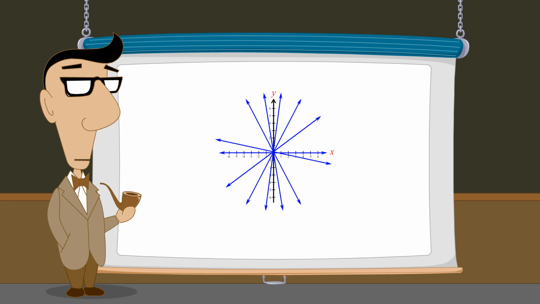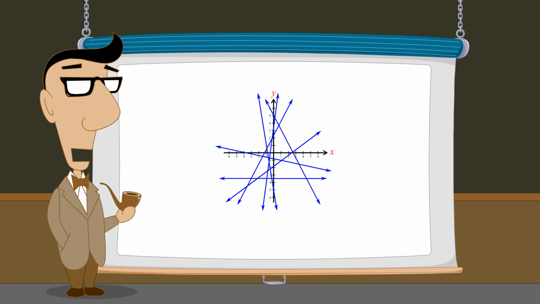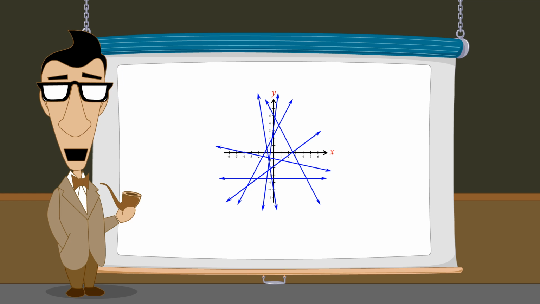In this lecture, we will introduce linear functions whose graphs do not pass through the origin. These functions are sometimes called affine functions.